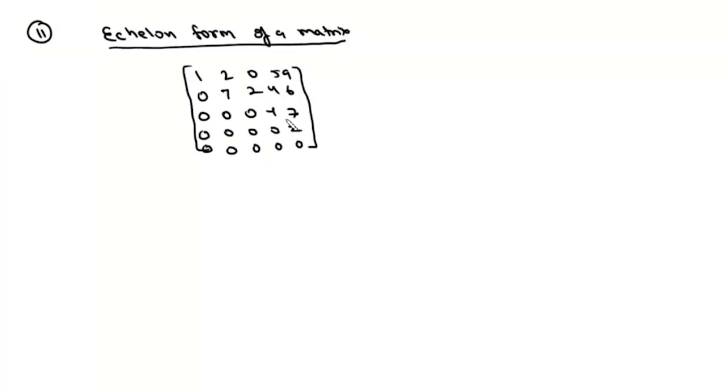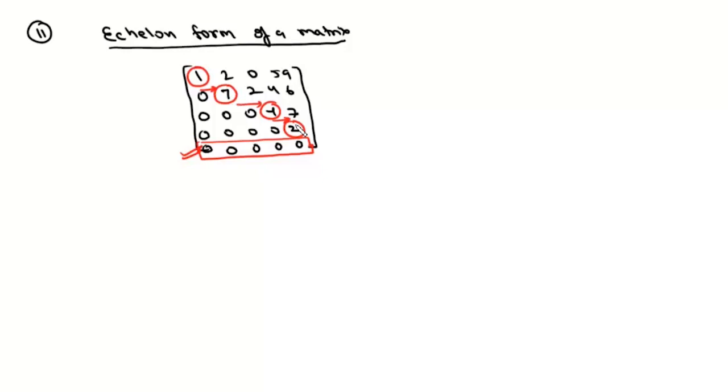Now a matrix is said to be in the echelon form if, first, any rows of all zeros are below any other non-zero rows. In this case, we have only one row with all zeros and it lies at the bottom of this matrix. So in any echelon form, every zero row should be below any other non-zero row. The second one is each leading entry of a row is in a column to the right of the leading entry of the row above it. Here we have non-zero entries 1, 7, minus 1 and 2. This 7 is to the right of 1, this minus 1 is to the right of 7, and this 2 is to the right of minus 1.